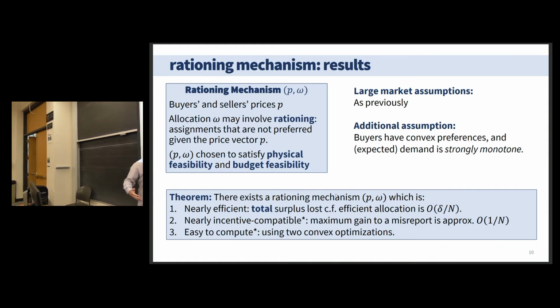Here, the total surplus lost relative to the efficient allocation is of order 1 on n. So here the loss gets small very quickly. Again, it has the same incentive properties, and it's even simpler to compute using just 2 convex optimizations.